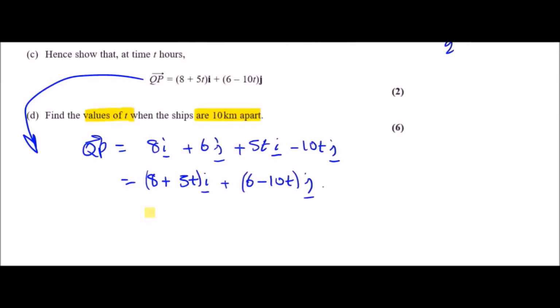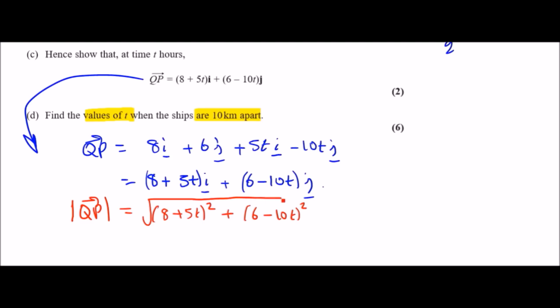So what I mean by that is we need to use Pythagoras now. This is actually quite a standard one. First things first, to find the magnitude of QP, which is the distance, we just have to take the square of each of these values and square root the whole thing. So it's basically going to be the square root of (8 plus 5t) squared plus (6 minus 10t) squared. And that's it. And the distance will basically be equal to 10. So this is now a distance value, so this equals 10.